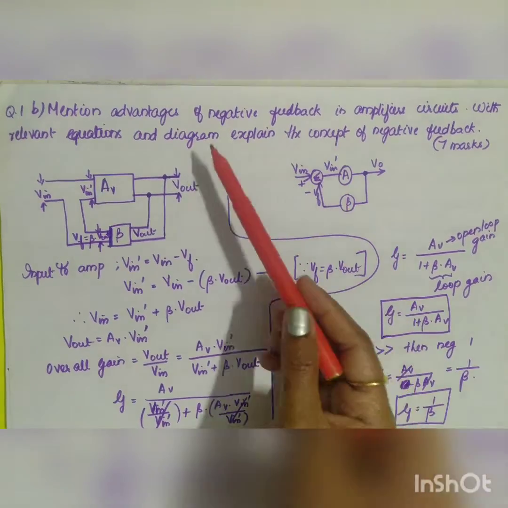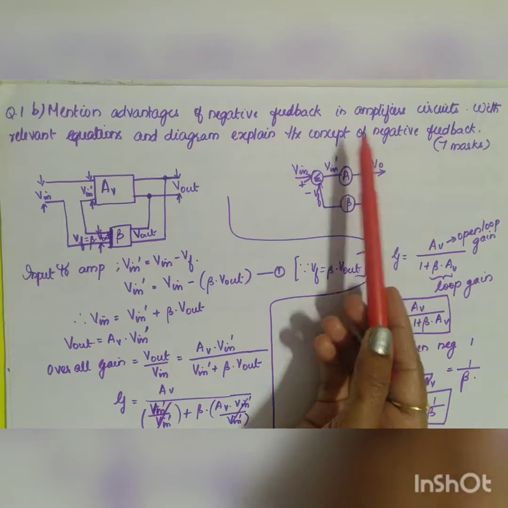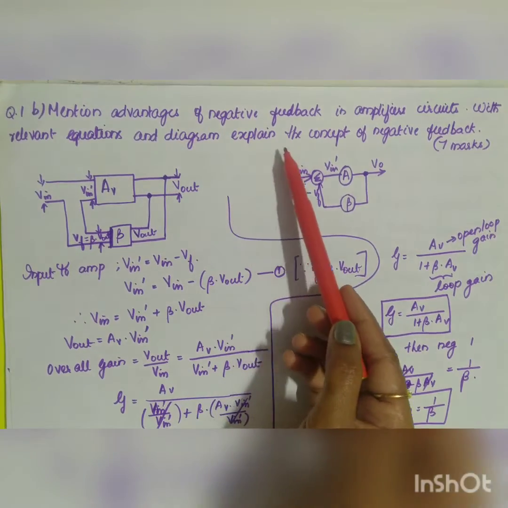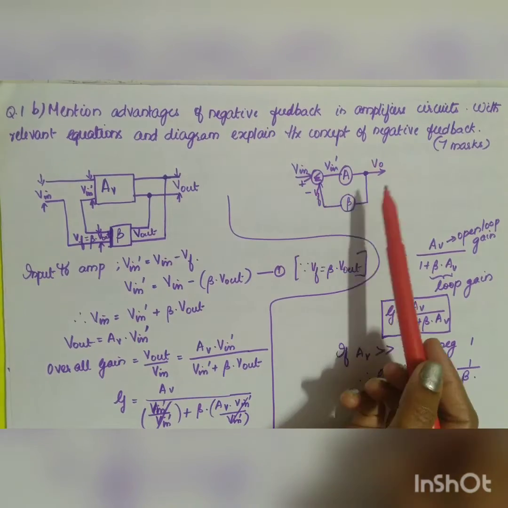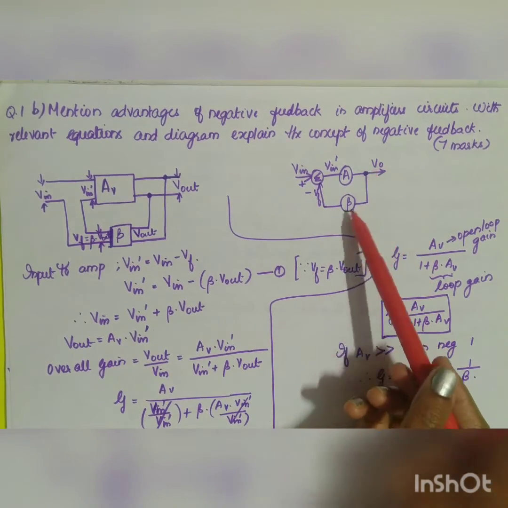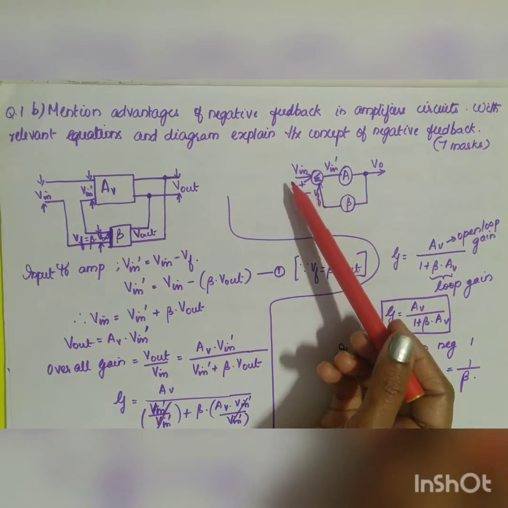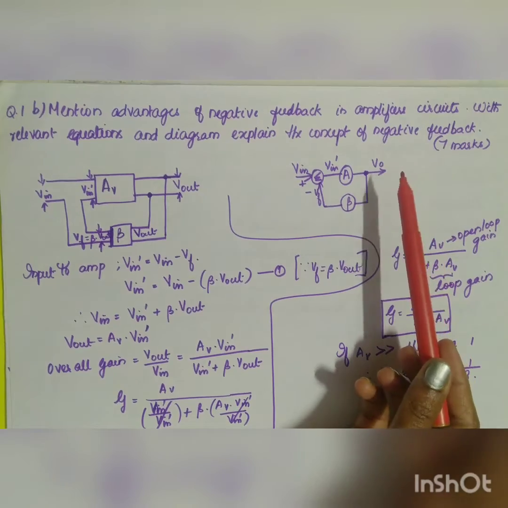So the next question is, mention advantages of negative feedback in amplifier circuits. With relevant equations and diagram, explain the concept of negative feedback. Okay, so you can write the definition of negative feedback first. What is meant by negative feedback? A portion of the output which is fed to the input such that it decreases the overall output. It is called negative feedback, right?